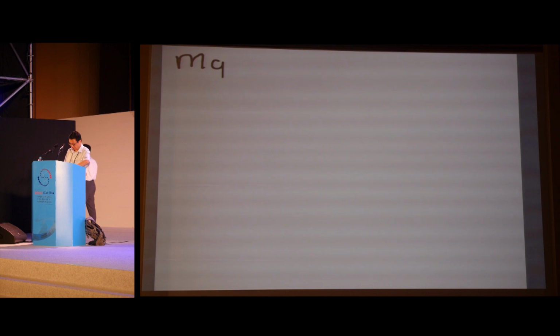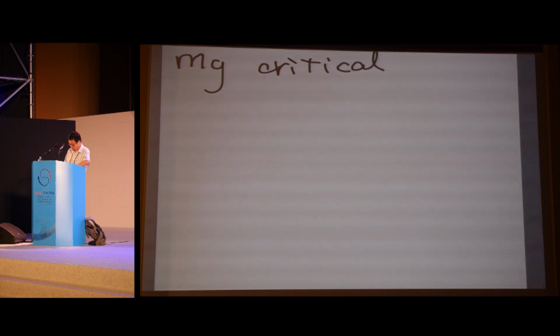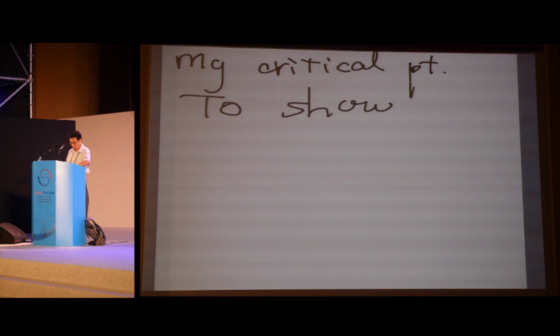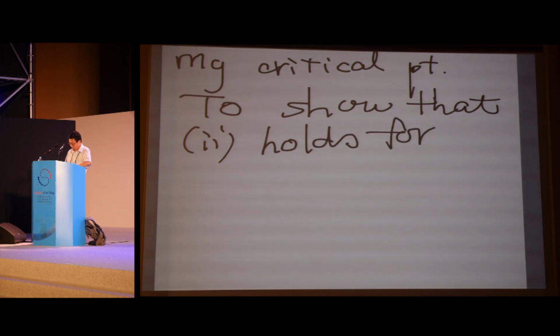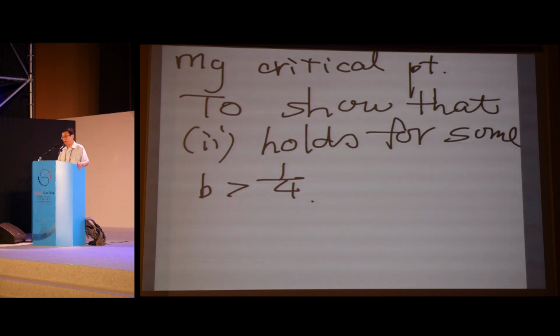Say my critical point, that is to show that we can efficiently bound the error E so that the second one holds for some B greater than 1/4. In my paper, the B is just slightly greater than 1/4, B equal to 1/4 plus the reciprocal of 1168, something like this. But anyway, it is good enough.